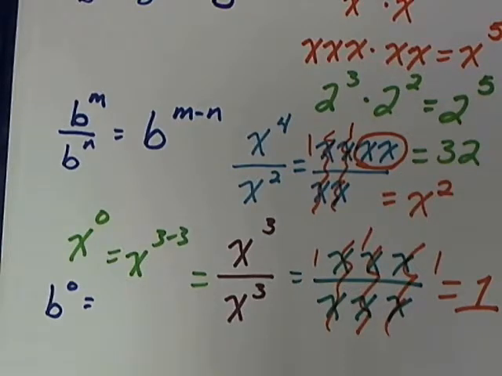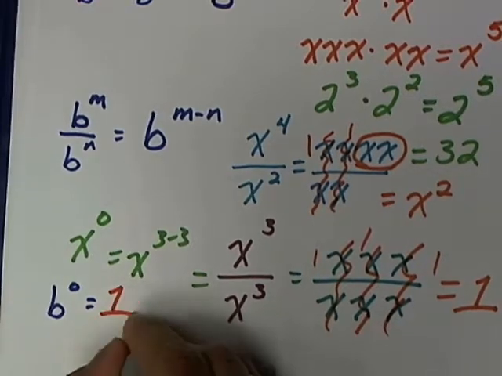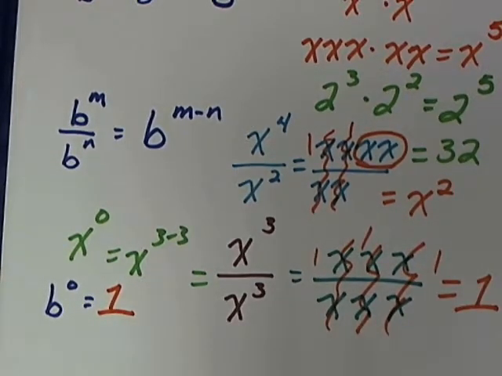So my conclusion is going to be that anything raised to the 0 power is the number 1. We need to generate the repeated multiplication.